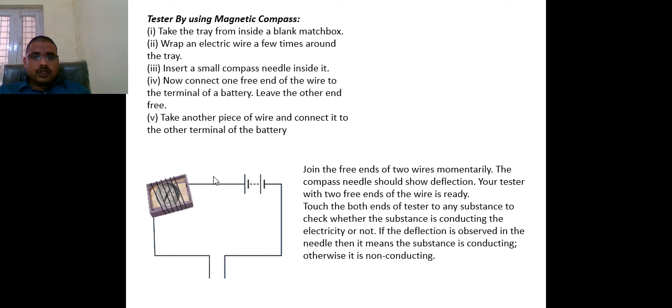All these things are given in your book. You can also go through that book, but you have to understand it from here. Using testers, you have to make an arrangement. These are the two rods which we are talking about. One is the cathode and the other is the anode.